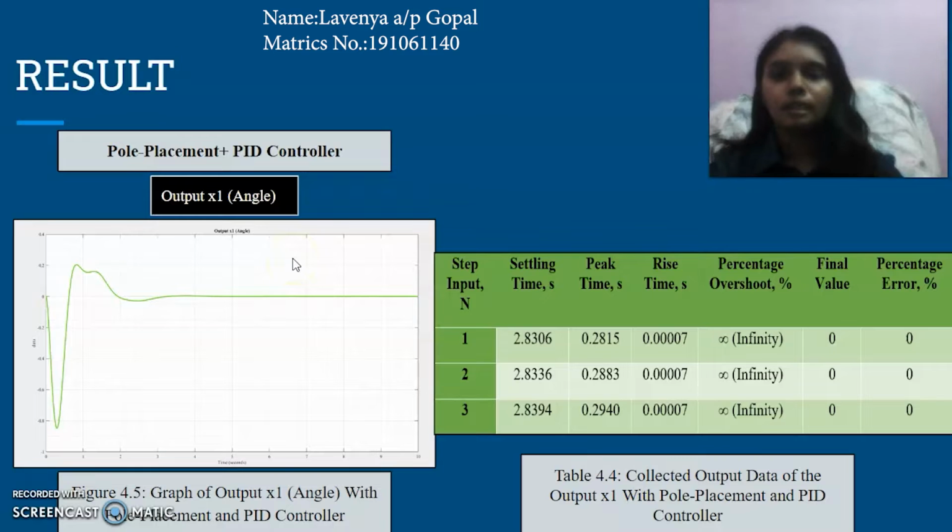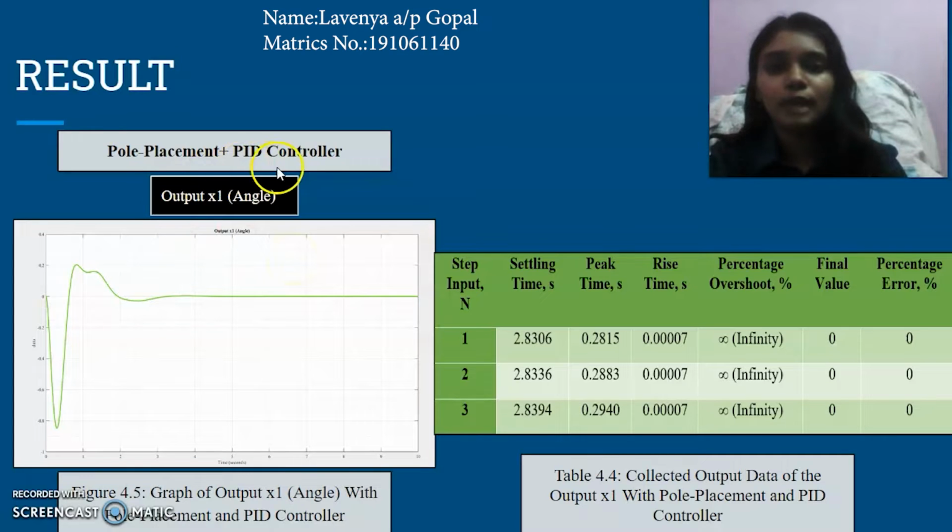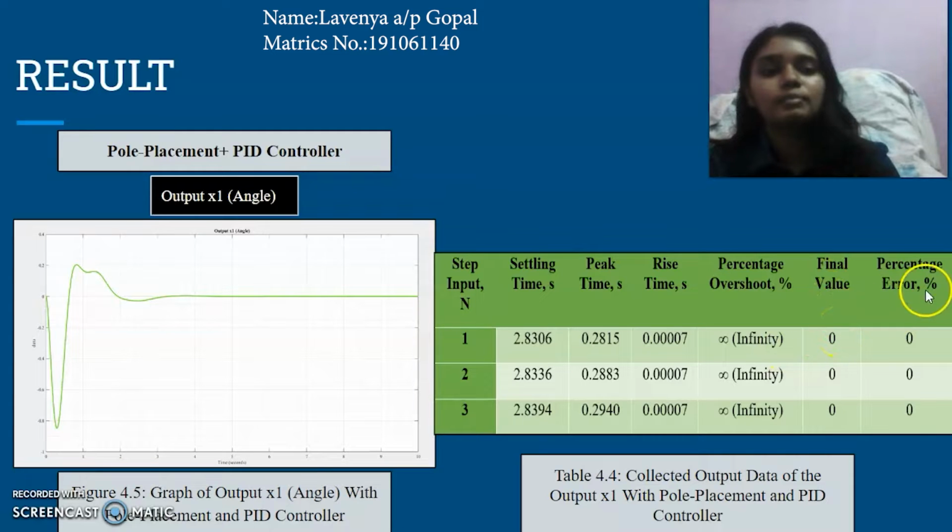Next, here we are using the pole placement controller and PID controller, and this is the output that we got for the angle for the output X1. This is the settling time, peak time, rise time, percentage overshoot is infinity, and then we have the final value, which is 0, and the percentage error which is 0%.